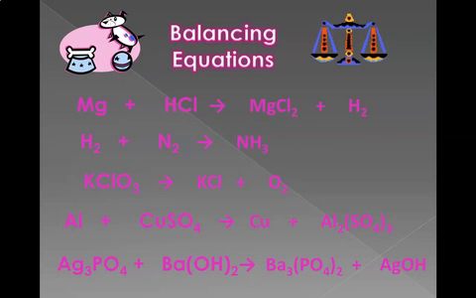Okay, we're going to go through these a little bit quicker. You can still make a chart if that helps you. So here is the one we actually just did, Mg plus HCl. I can just go through this in my head. I have 1 Mg on the left, 1 Mg on the right. I have 1 H on the left and 2 H's on the right. So I'm going to add a 2.